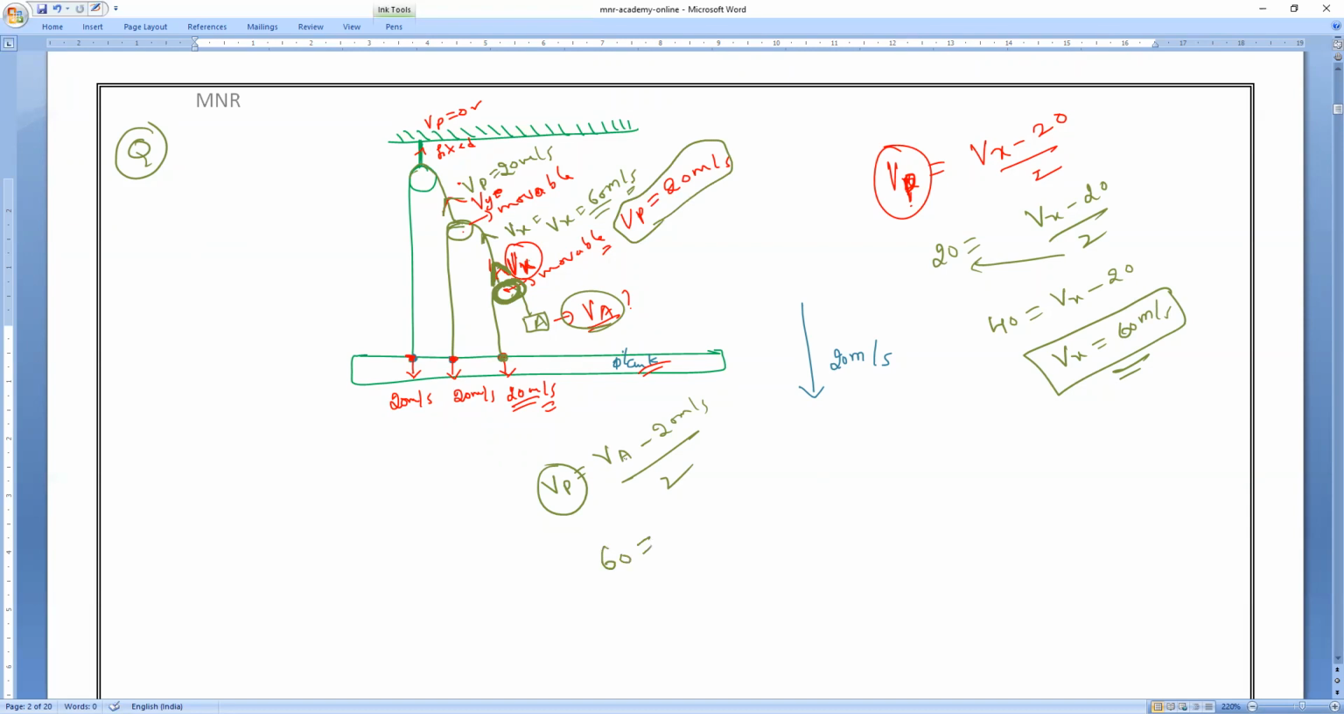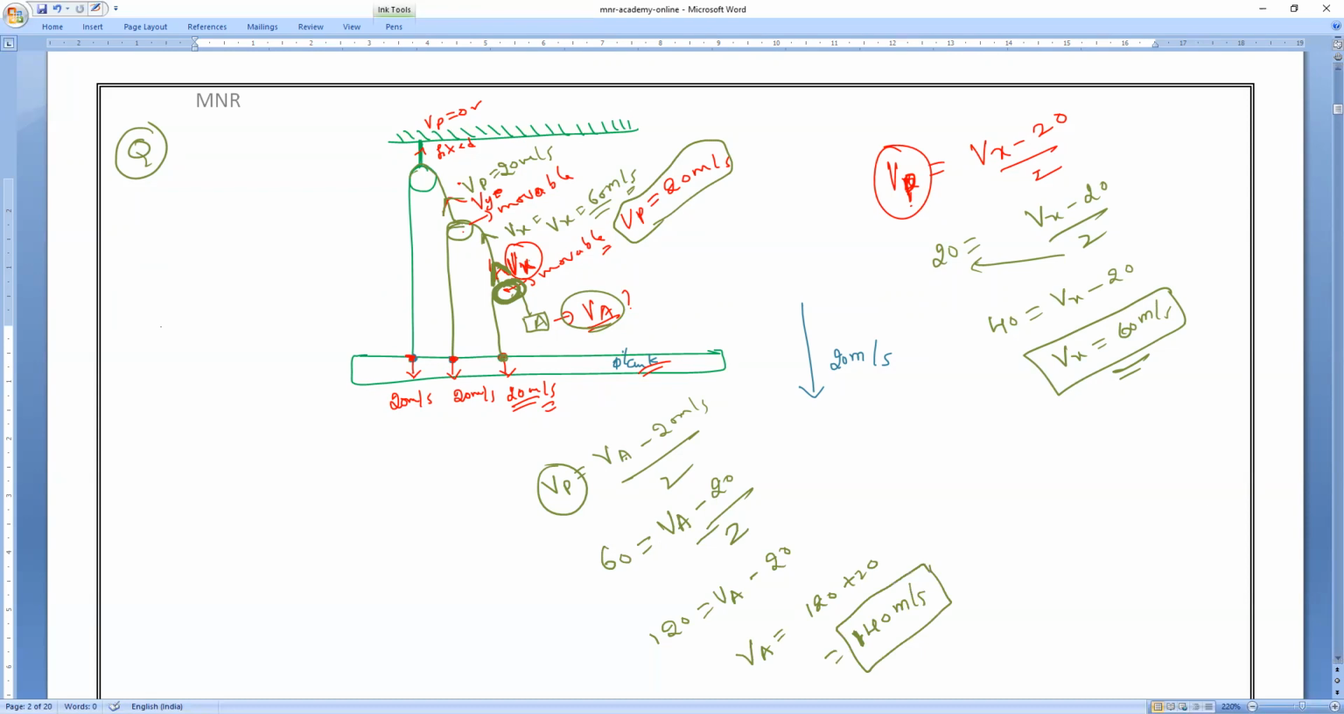60 is equal to what? We don't know Va. So (Va minus 20) divided by 2. Now the 2 will come to this side, so it becomes 120 is equal to the velocity of A minus 20. So what is the velocity of A, everybody? 120 plus 20, which is equal to how much? 140 meter per second.